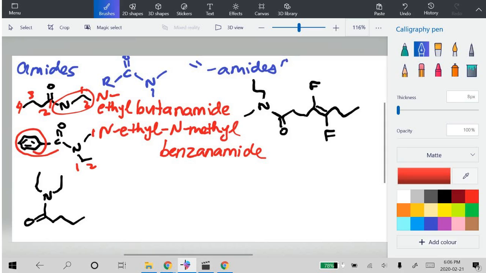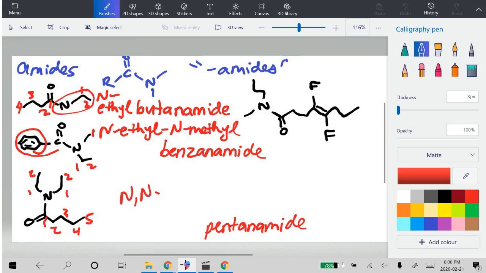The third example is a 1, 2, 3, 4, 5, so a pentanamide. And I have an ethyl and an ethyl. So I have 2 ethyls here. So this is where I put a di. So I'm going to write N, N to show 2 places for the 2 ethyls and label that a diethyl. So the full name there is N,N-diethyl pentanamide.